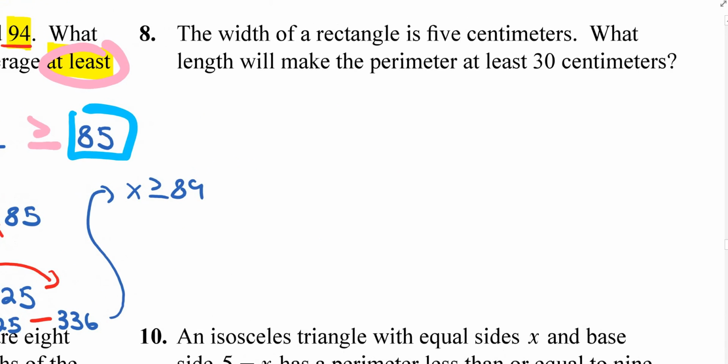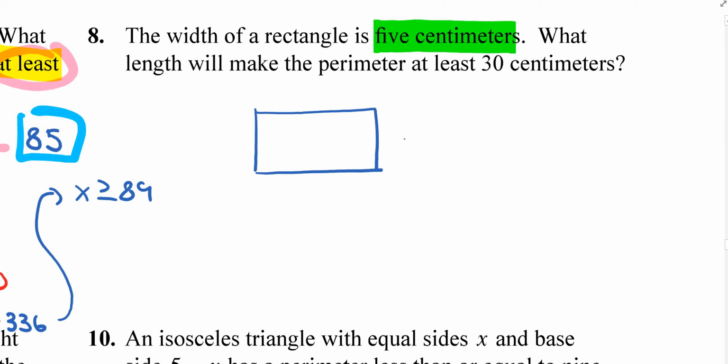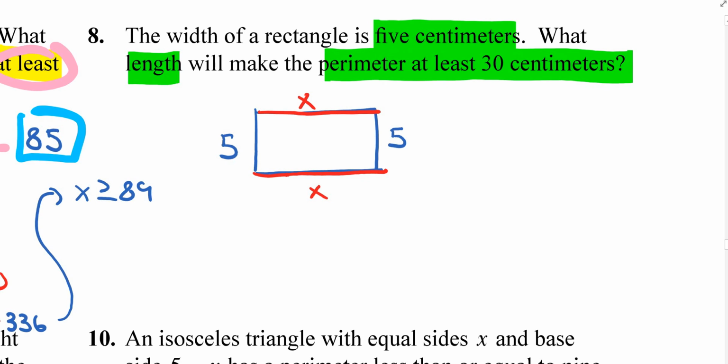Okay, let's move on to the very last question for this homework video guide. The width of a rectangle is 5 centimeters. Okay, so if you have a rectangle, the width is 5, so that would be this distance here, and that means this has to be 5, and we probably don't know the length here, so I'll call that an x and an x. And I need to find out what the length has to be so that the perimeter is at least 30 centimeters. Okay, if you're looking for a perimeter, that means you're adding up all the sides of this particular shape.